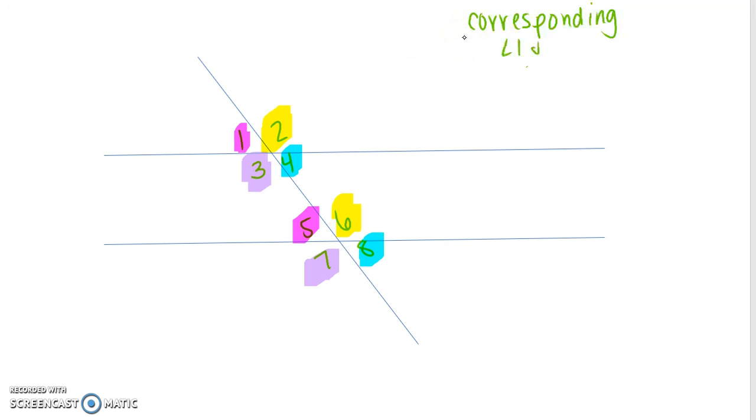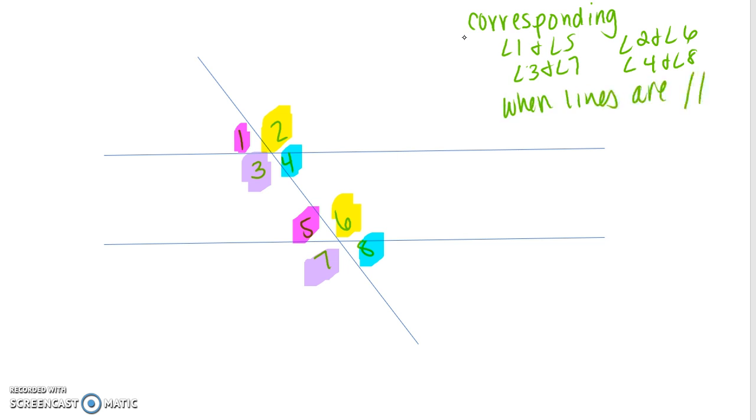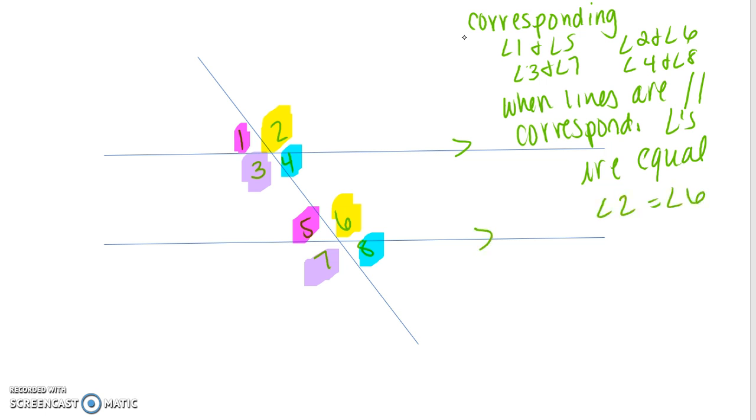So corresponding would be angle 1 and angle 5, angle 3 and angle 7, angle 2 and angle 6, angle 4 and angle 8. The coolest thing about corresponding angles is that when the lines are parallel, your corresponding angles are equal. So that would mean if these lines were parallel, angle 2 would actually equal angle 6. So if this was 140 degrees, angle 6 would have to be 140 degrees. Okay? So that's the first type of angle I want you guys to review.